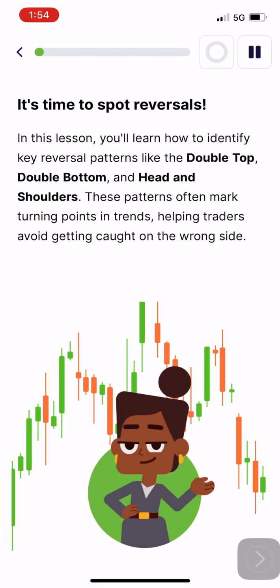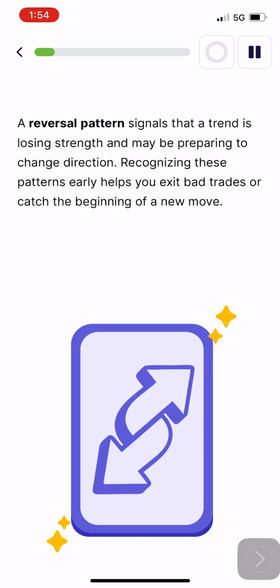It's time to spot reversals. In this lesson, you'll learn how to identify key reversal patterns like the double top, double bottom, and head and shoulders. These patterns often mark turning points in trends, helping traders avoid getting caught on the wrong side. A reversal pattern signals that a trend is losing strength and may be preparing to change direction. Recognizing these patterns early helps you exit bad trades or catch the beginning of a new move.